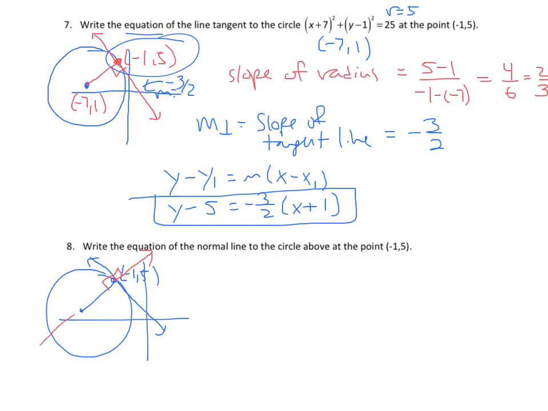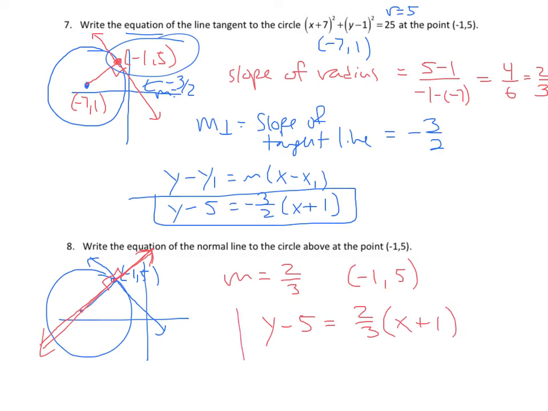We were trying to just write the equation of this line, which is actually just the equation of that particular radius. So we already found the slope of that radius. It was 2/3, and the point that this line is passing through is the same point, -1, 5. And again, it's okay to just use point slope form unless it says to use another form. So I'm going to do y minus 5 equals 2/3 x plus 1. And that's the equation of the normal line.